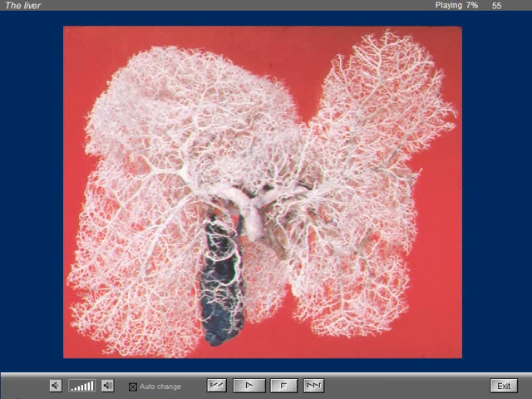This is a cast corrosion preparation only of the portal veins. Note that the veins of the wall of the gallbladder fill from the injection of the plastic in the portal vein. Note that the right lobe is larger than the left, and note a uniform distribution of vessels throughout the two lobes of the liver.